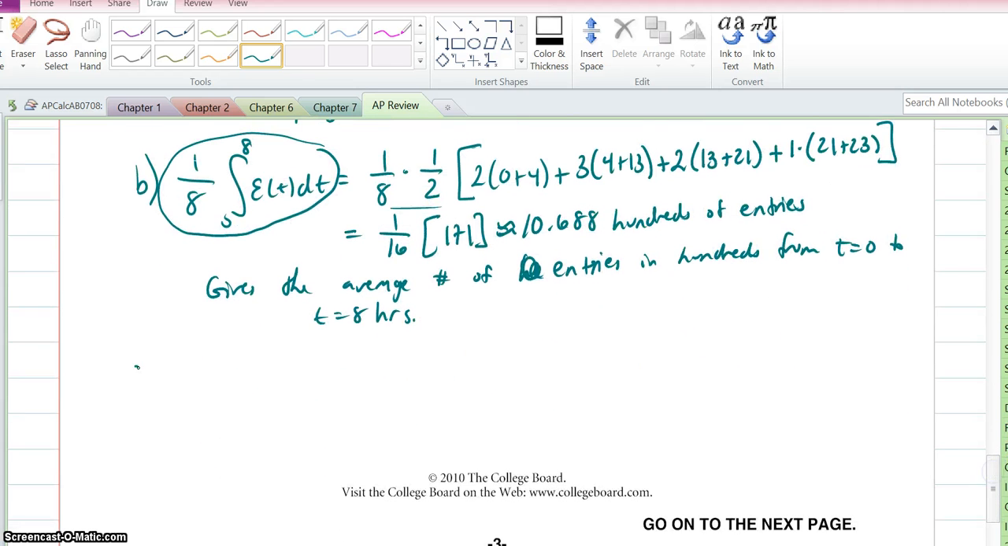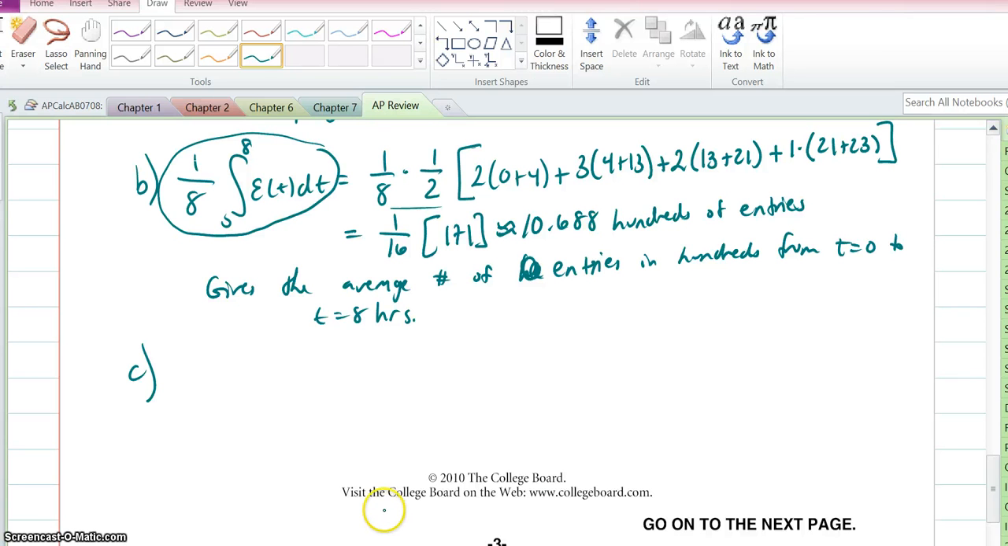All right, now in part C, this wants us to find, at 8 p.m. volunteers begin to process the entries. They process the entries at a rate modeled by the function P, which they give you, in hundreds of entries per hour for 8 to 12. According to the model, how many entries had not yet been processed by midnight?